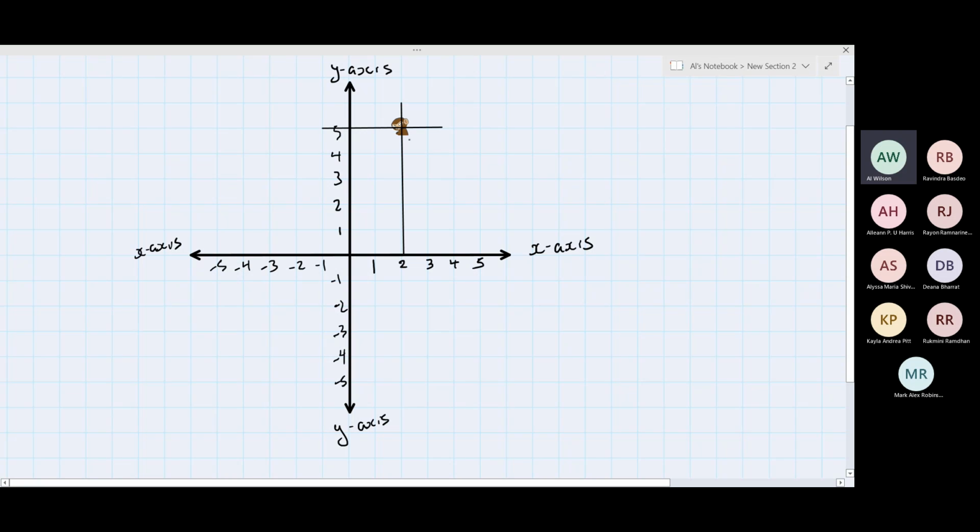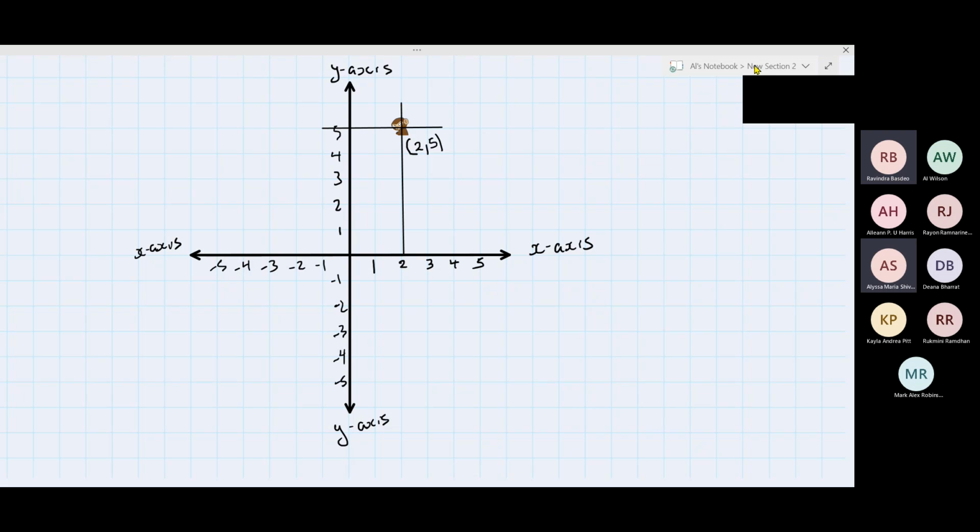So notice what I'm about to show you here is how you'd write your answer. Your bracket, x is 2, comma, y is 5. So everyone's good with this now? Sir, if there's a question like this, how would you know the measurement?